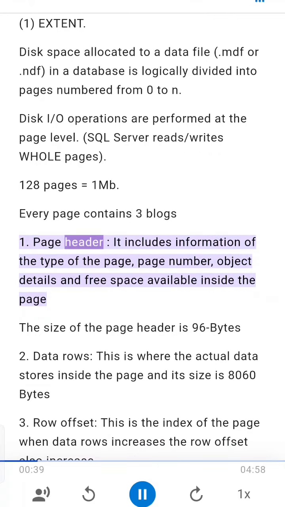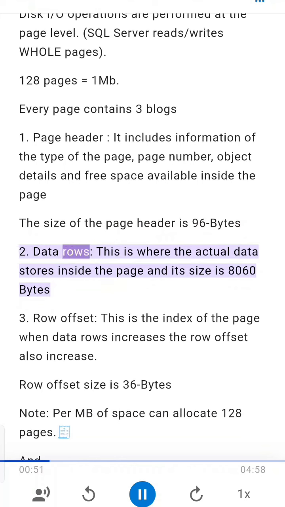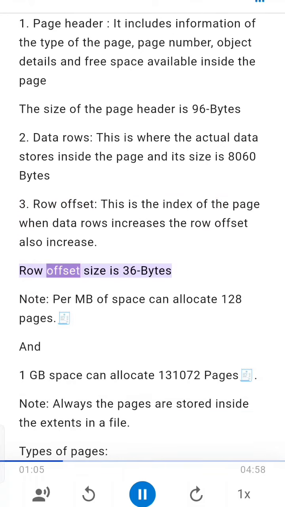1. Page header. It includes information on the type of the page, page number, object details, and free space available inside the page. The size of the page header is 96 bytes. 2. Data rows. This is where the actual data is stored inside the page, and its size is 8060 bytes. 3. Row offset. This is the index of the page. When data rows increase, the row offset also increases. Row offset size is 36 bytes.